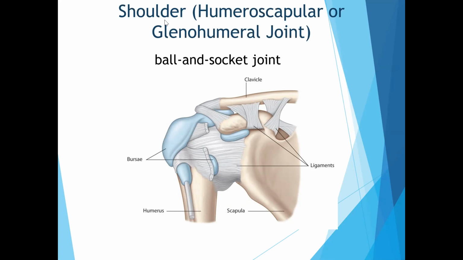So when we talk about our joints, a lot of times we call it the shoulder, the elbow, the knee. They also are named by their anatomy. So your shoulder is known as the humeroscapular joint or the glenohumeral joint. You definitely need to know that it's a ball and socket joint.